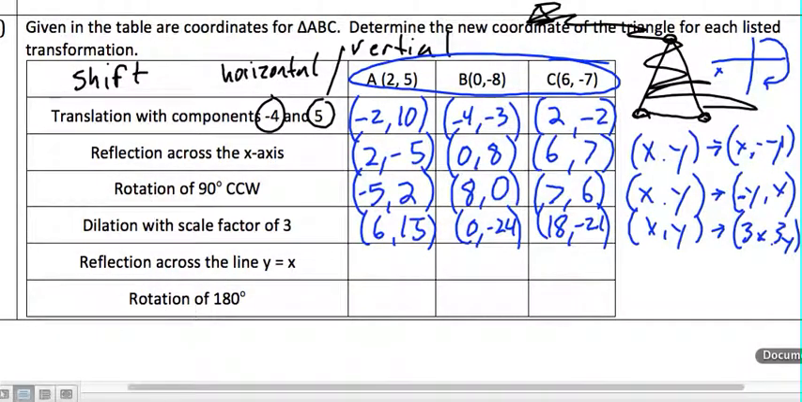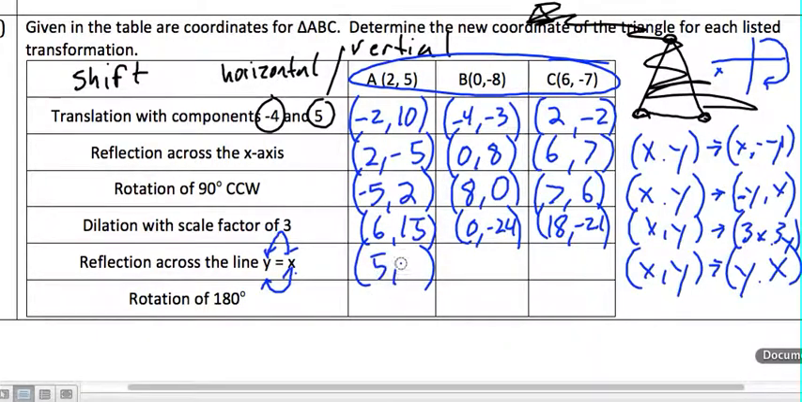Reflection across the line y equals x. So if y equals x, that's the same as saying x equals y. And that's a good way to remember that the rule just means x and y trade with each other. X equals the y, y equals the x. They switch positions. So let's just switch them up. Instead of 2, 5, we got 5, 2. Instead of 0, negative 8, we got negative 8, 0. And instead of 6, negative 7, we have negative 7, 6.